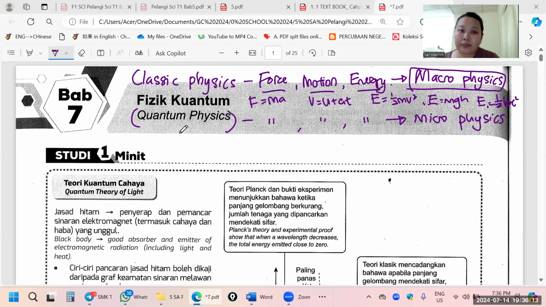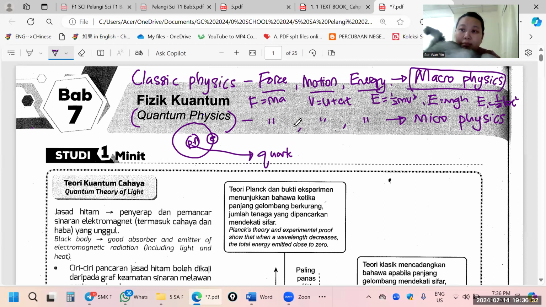Okay, so then they found out this is an atom. Inside an atom got proton and neutron and electron. But they still find out inside the proton got quark. Okay, it's something smaller than proton. And also they use a cat to imagine an experiment called Schrodinger's cat.